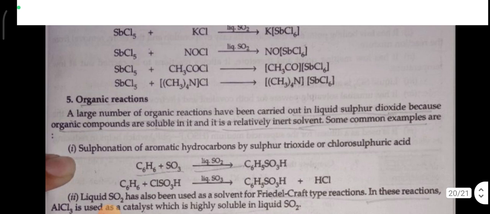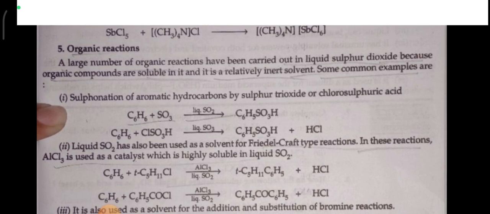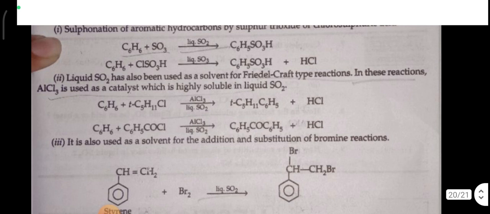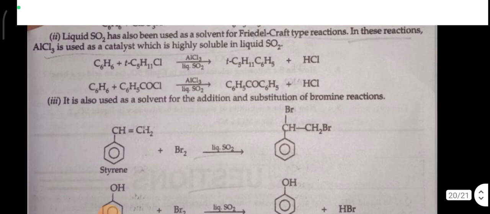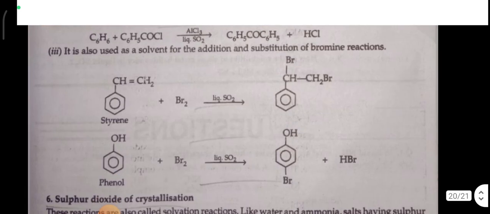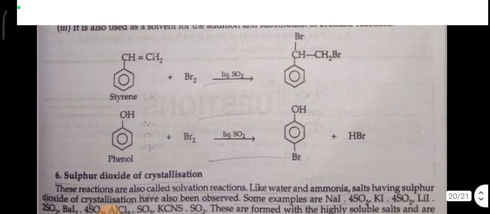Organic reactions. A large number of organic reactions have been carried out in liquid sulfur dioxide because organic compounds are soluble in it and it is a relatively inert solvent. For example, sulfonation of aromatic hydrocarbons by sulfur dioxide and chlorosulfuric acid. Liquid SO2 has also been used as a solvent for Friedel-Crafts type reactions. In these reactions, AlCl3 is used as catalyst, which is highly soluble in liquid SO2. It is also used as a solvent for addition and substitution reactions of bromine.